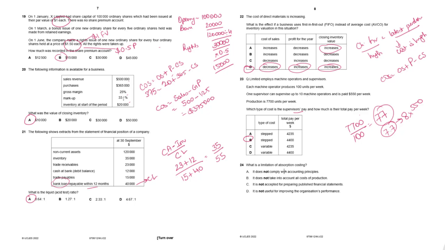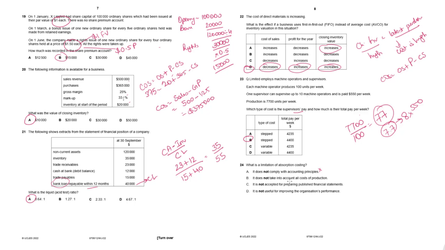What is the limitation of absorption costing? It does not comply with accounting principles. It is not a correct statement, because in absorption costing we charge all the production overheads, whether variable or fixed, to the closing inventory, and that is the requirement of accounting, or international accounting standards, that provide the guidelines on how to do accounting. So this statement is not correct.